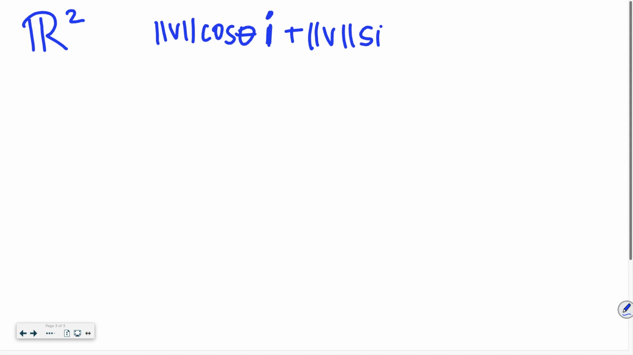Now, when we were in 2 dimensions, we could break up our components by taking magnitude times the cosine of theta and magnitude times the sine of theta.